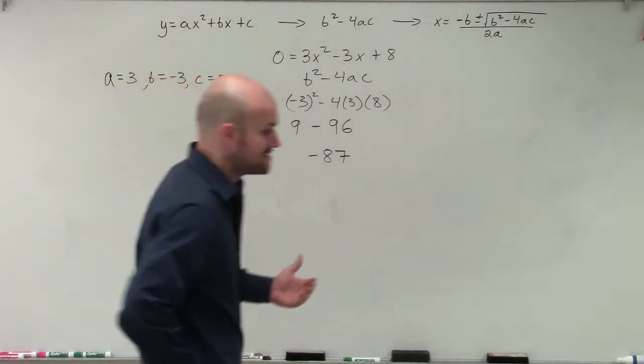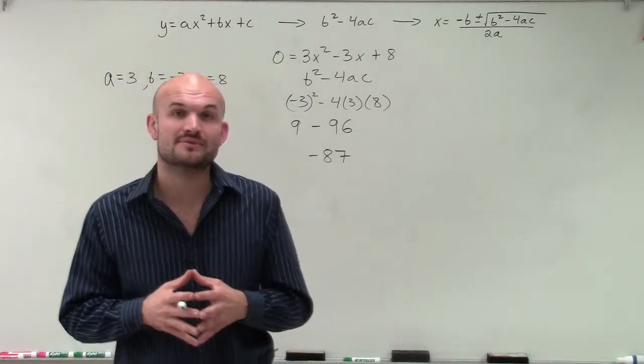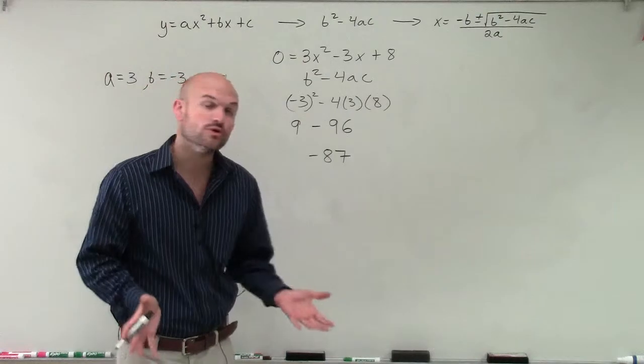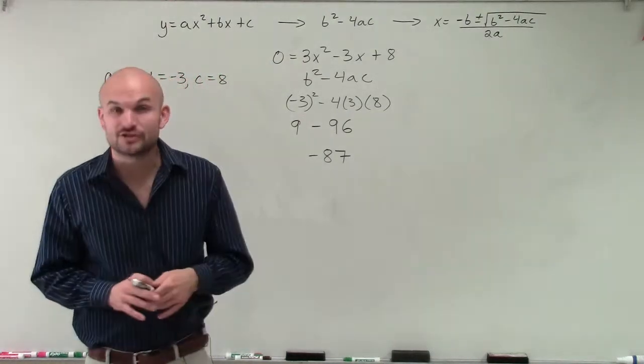All right. So now once we have -87, we notice that we have an imaginary number, right? And when we have this imaginary number, we know that we're going to have two complex, or sometimes we can refer to them as imaginary, roots or solutions. Or really what's going to happen is we're not going to have any x-intercepts.